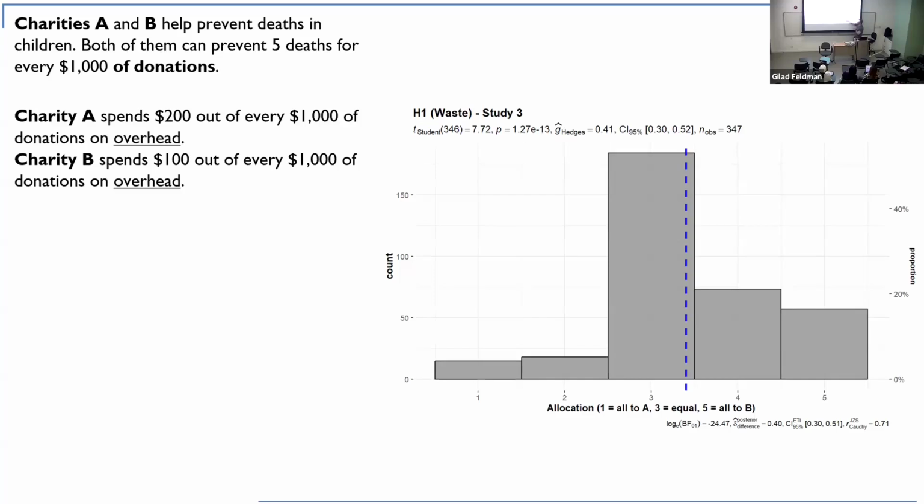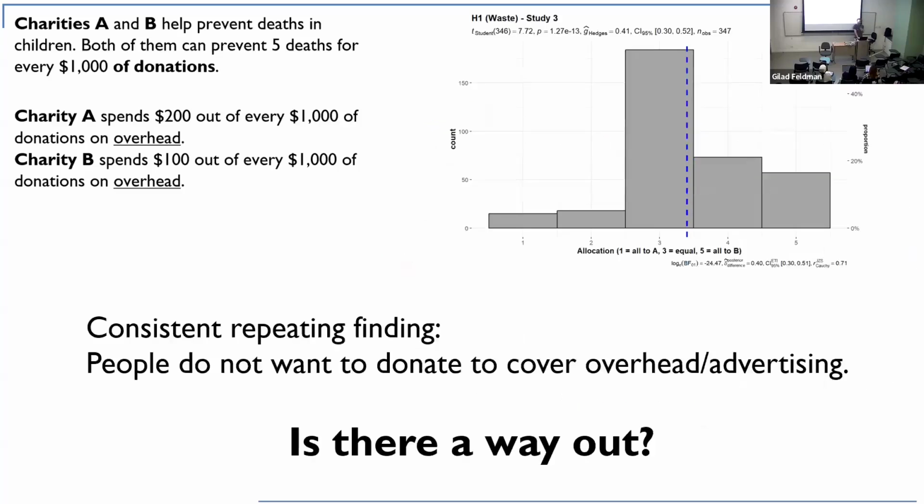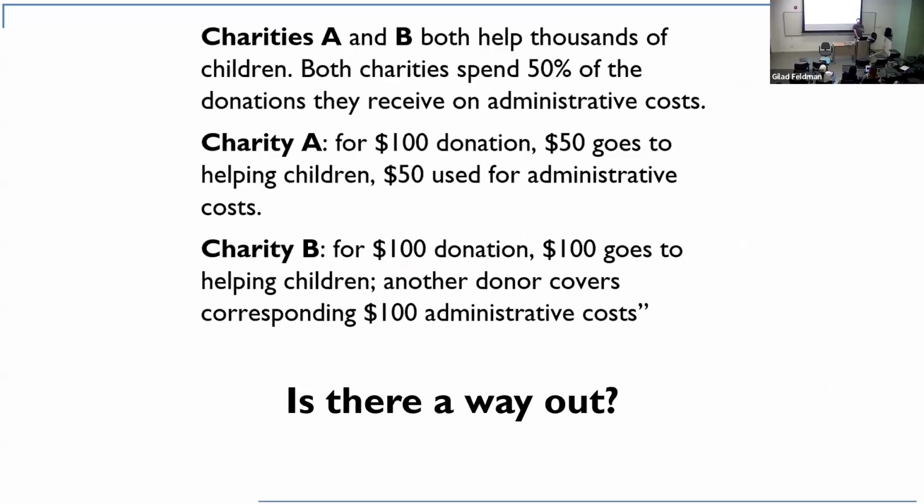So what is the impact of this? What can we learn from this? What can we do with this? Is there a way out of this? It turns out that there is a way out of this, and Mannix also added another question in order to test that. What happens when we finance the overhead in a different way?